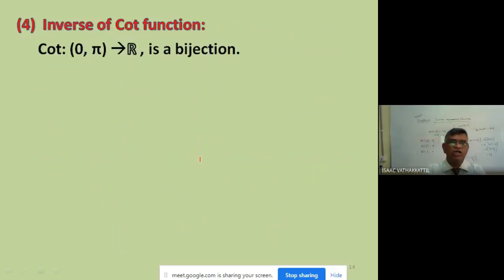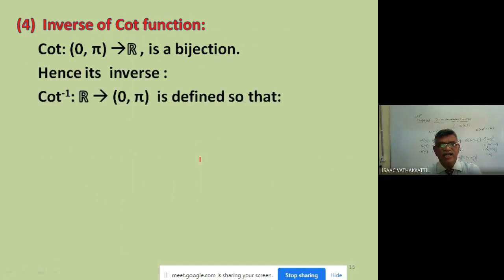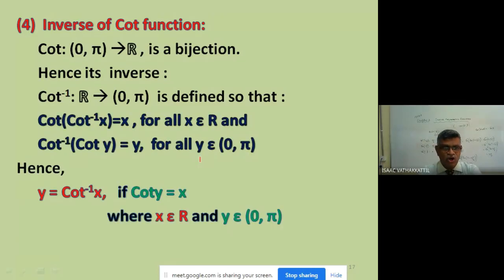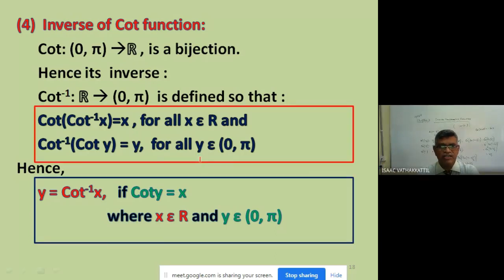So open interval 0 to pi is the principal domain for cot. That means cot from 0 to pi open interval to R is a bijection, and hence its inverse, cot inverse from R to 0 to pi, is defined. So now we know cot of cot inverse x equals x for all x in R, whereas cot inverse cot y equals y for all y in 0 to pi. Remember, it is for all y in 0 to pi only. Further, if y equals cot inverse x, then cot y equals x, where x belongs to R and y belongs to 0 to pi.